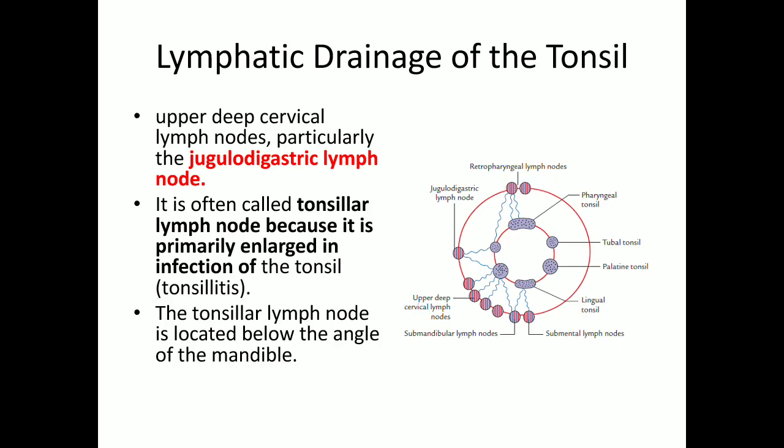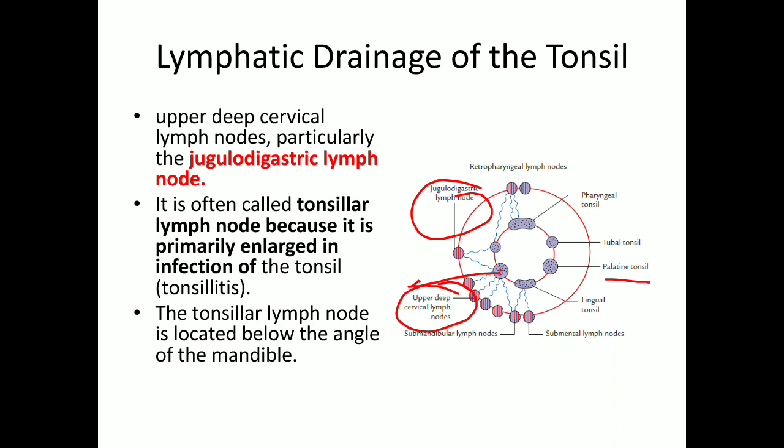Now coming to the lymphatic drainage of the tonsil. Here you can see the palatine tonsil. This is the palatine tonsil, and they are draining into the upper deep cervical group of lymph node and mainly into the jugulodigastric group of lymph node. So jugulodigastric group of lymph node are called lymph node of the tonsil, and jugulo-omohyoid group of lymph node are called lymph node of the tongue.